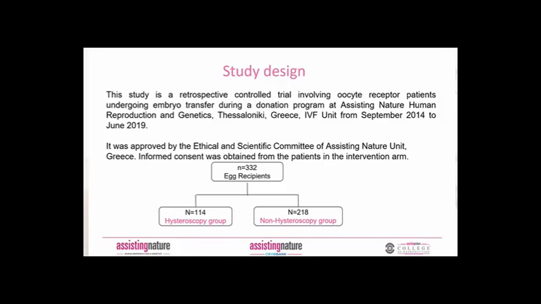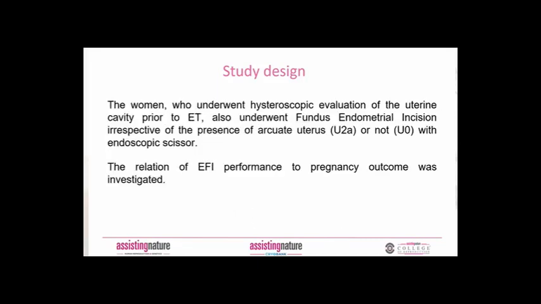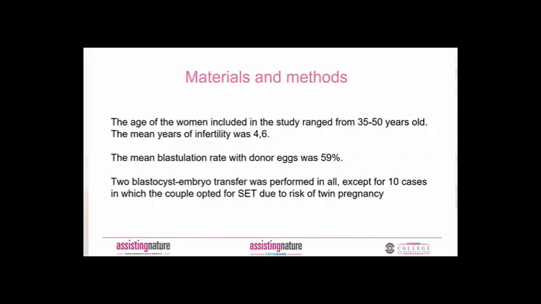The whole group was 332 egg recipients divided into two groups: hysteroscopy group 114 and non-hysteroscopy group 218. The women who underwent hysteroscopic evaluation of the uterine cavity prior to ET also underwent fundus endometrial incision with endoscopic scissors, irrespective of the presence of an arcuate uterus or not. The relation of FEI performance to pregnancy outcome was investigated.